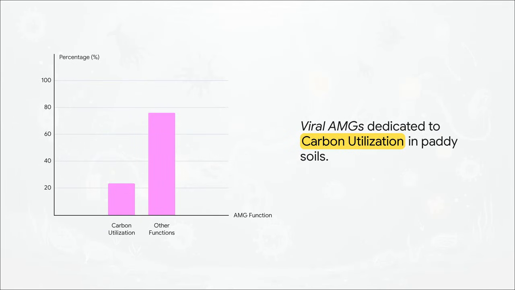Which brings us to an absolutely incredible finding in agricultural environments. In flooded paddy soils, nearly a quarter of these auxiliary viral genes, 23.7% to be exact, are specifically dedicated to carbon utilization. Viruses are out there equipping their hosts with genes that help fix CO2 and convert bioavailable carbohydrates into more stable, sequestered forms. They are actively upgrading their hosts to trap carbon right there in the mud.